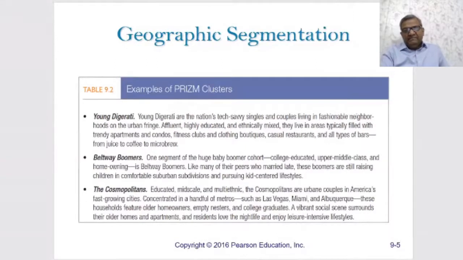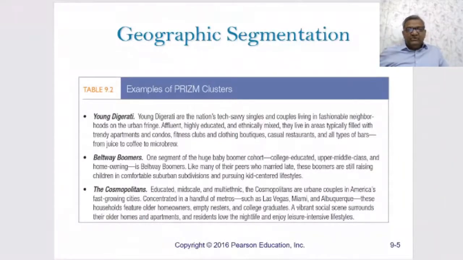The young people who just joined corporate jobs, generally out from the colleges and the professional institutes. They go to fitness clubs. They have a clothing boutique, casual restaurants, and types of bars from juice to coffee to microbrew. These basically comprise a category of consumer within the geographic segmentation called the young digitality.